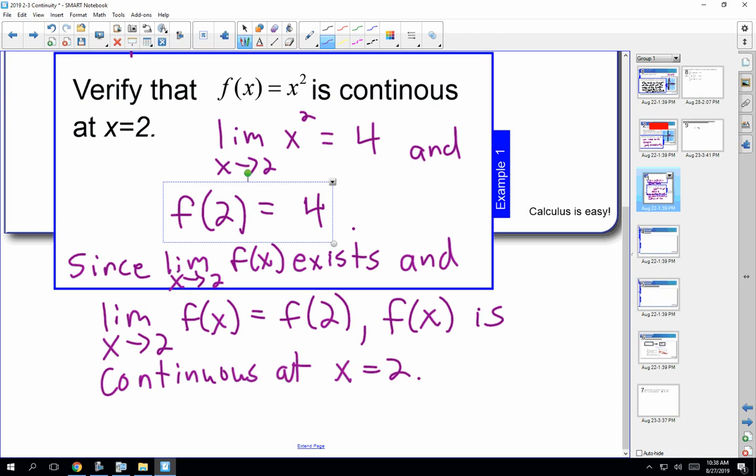That's it. So this type of write-up is the type of thing that we're looking for, being able to use the definitions to demonstrate continuity at a point. And it's not that complicated. It really isn't too hard to do.